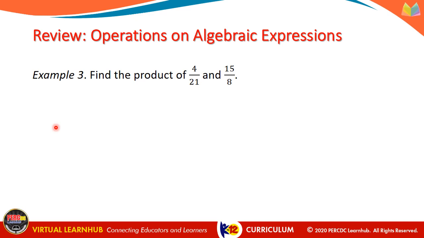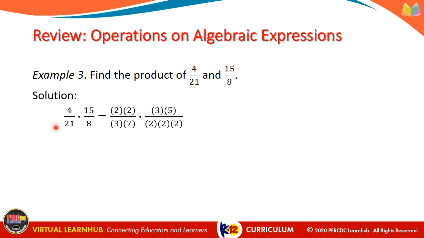Example number 3. Find the product of 4 over 21 and 15 over 8. For our solution, we will write 4 over 21 times 15 over 8 to be equal to 2 times 2 over 3 times 7 times 3 times 5 over 2 times 2 times 2. 4 is equal to 2 times 2, 21 is equal to 3 times 7, 15 is equal to 3 times 5, and 8 is equal to 2 times 2 times 2.